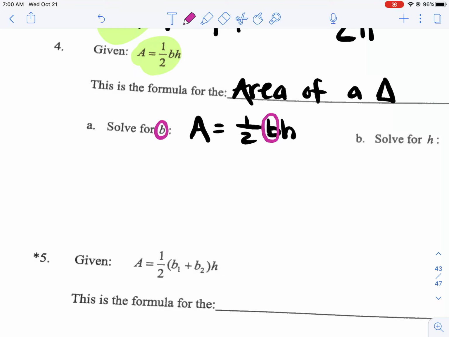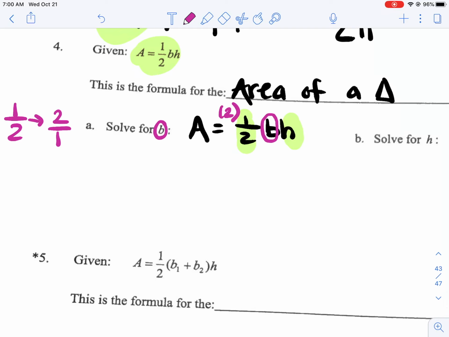This is sort of a two-step problem. I have two things I need to move over, the 1/2 and the h. How do I cancel that 1/2? Well, there's a few ways to do it, but if I want to easily cancel it, I want to get rid of that 1/2 by multiplying by the reciprocal. The reciprocal, or flipping 1/2, turns it into 2 over 1, or just 2. So I'm going to multiply this side by 2, multiply this side by 2. These are going to cancel. On the left side, I'm left with 2a equals bh.